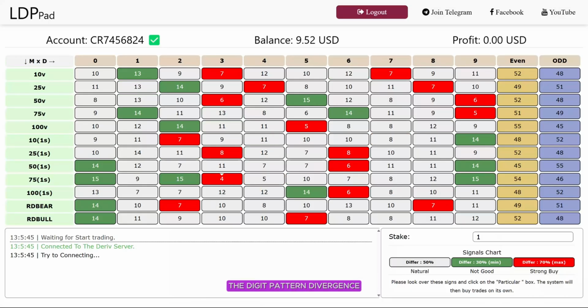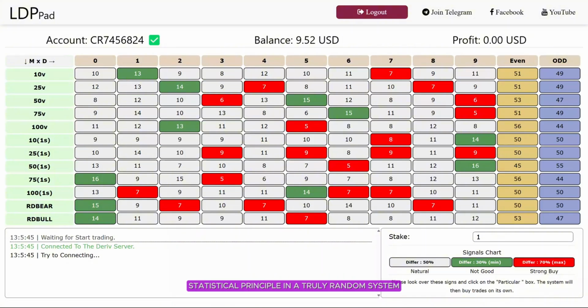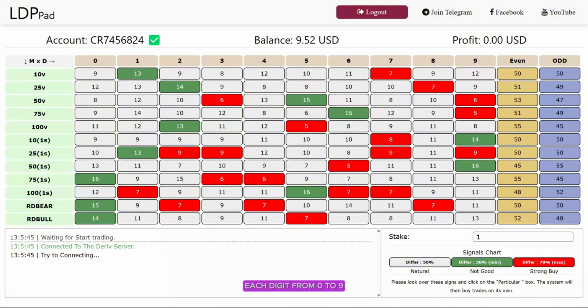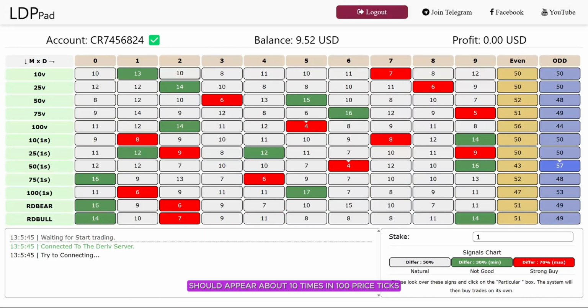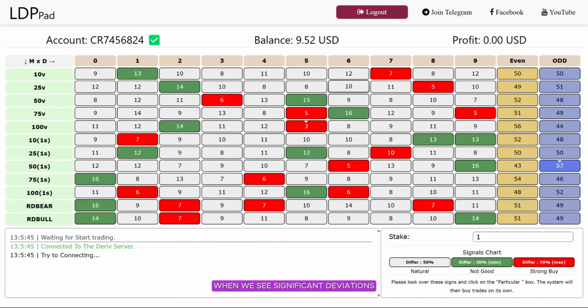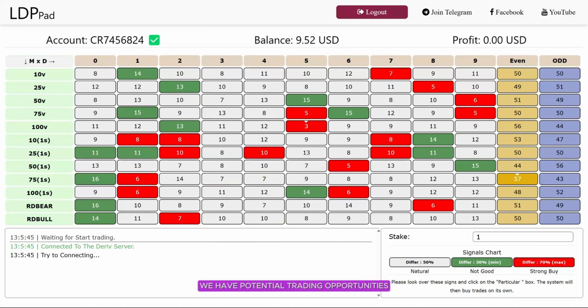The Digit Pattern Divergence Strategy is based on a simple statistical principle. In a truly random system, each digit from 0 to 9 should appear about 10 times in 100 price ticks. When we see significant deviations from this expected distribution, we have potential trading opportunities.